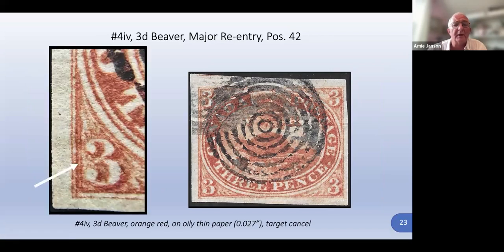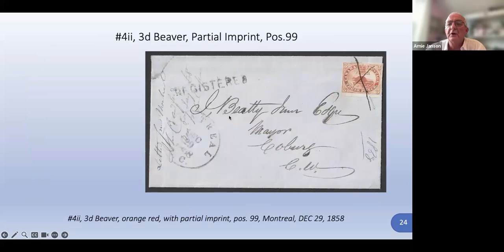We're also looking at the major reentry on position 42. It's a different kind of major reentry because it's doubling in the lower left corner. You can see it pretty here, even on the full stamp, but in the close-up, that's what it looks like. That's position 42 for number 4. And we can also have a partial imprint.